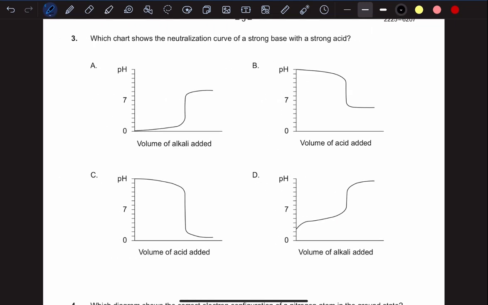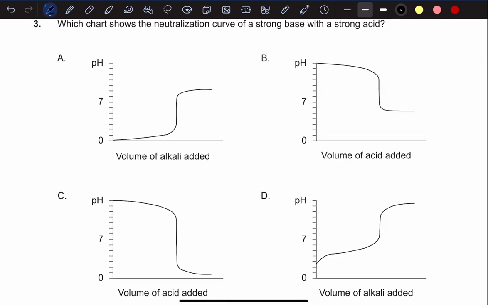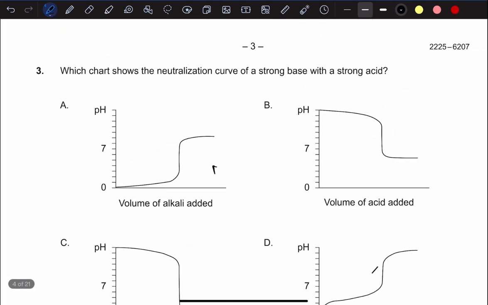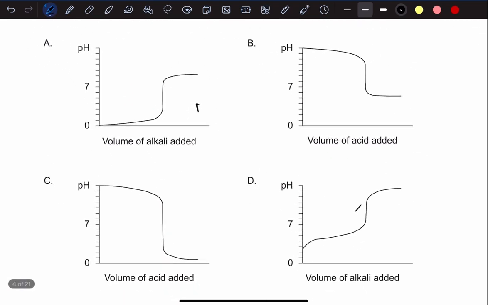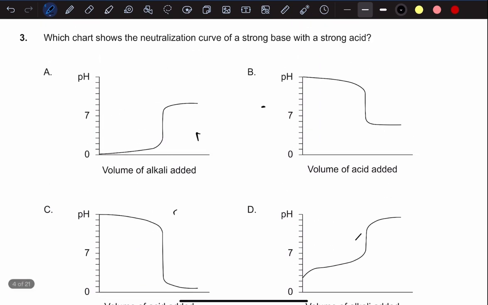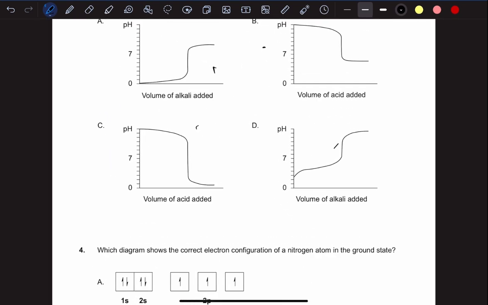Question 3. Which chart shows the neutralization curve of a strong base with a strong acid? This is just acid-base theory. So it's a neutralization of a strong base with a strong acid, so we know that it's not going to be either of these two because neither of these start with a basic pH, right? If it's neutralization of a strong base, the initial pH is going to be that of a strong base, which C and B, these ones have. Now, if we're adding a strong acid, the neutralization should lead to the pH of a strong acid, which this one does not. Here we see a pH of a strong acid, like around 1 to 2 or less than 1. So it's C, right?